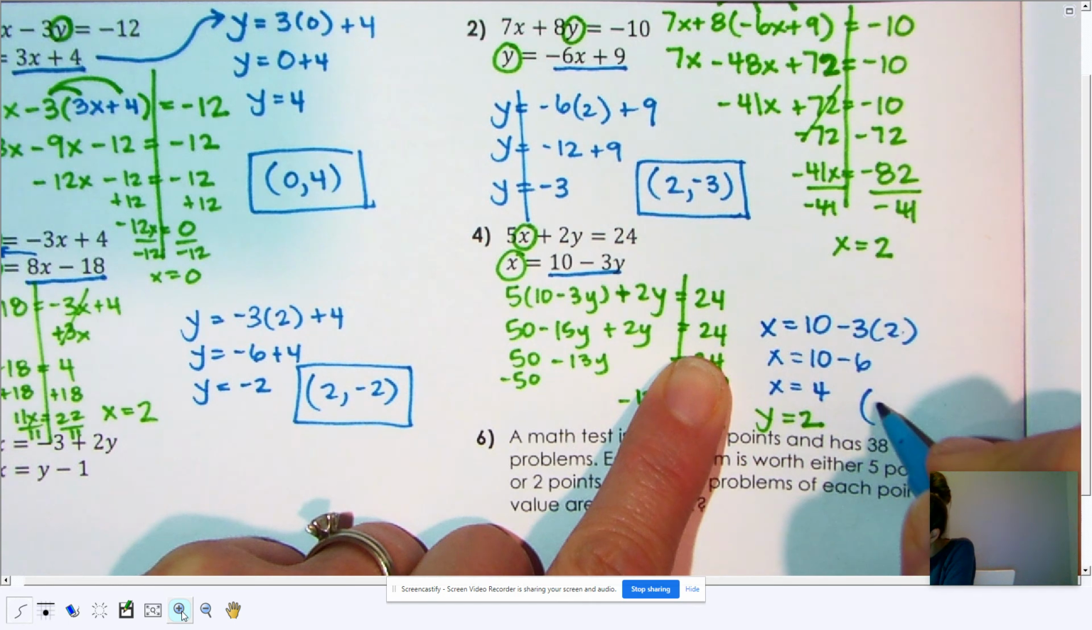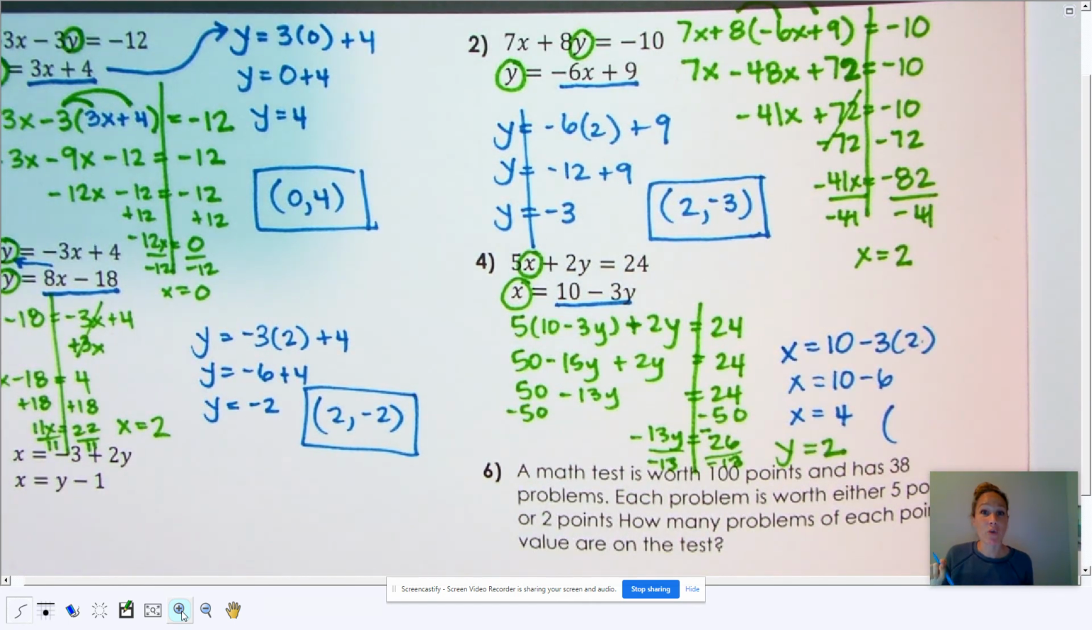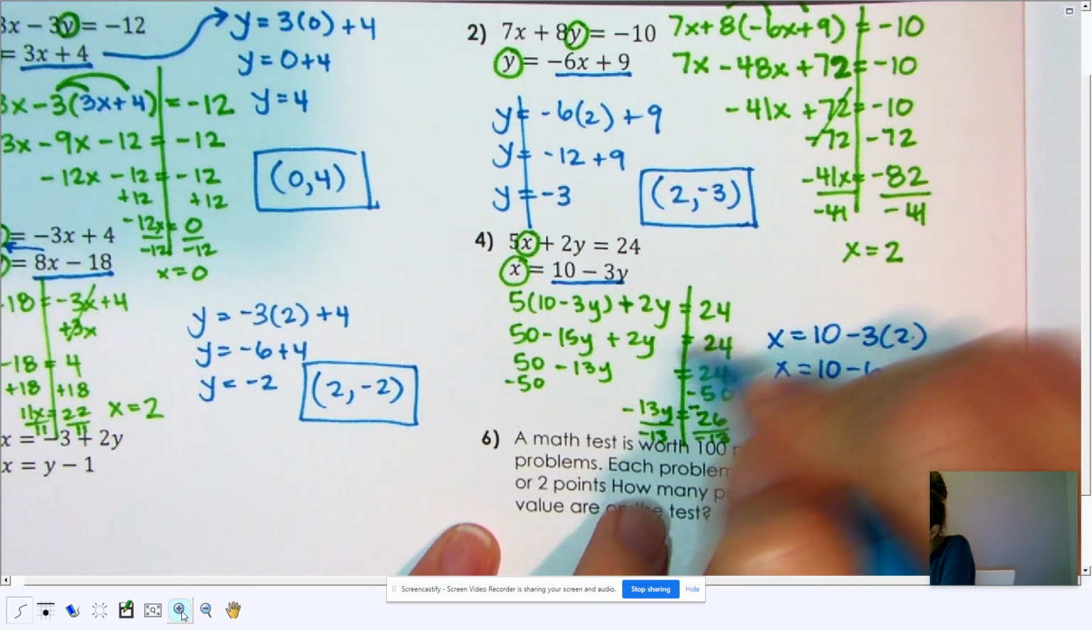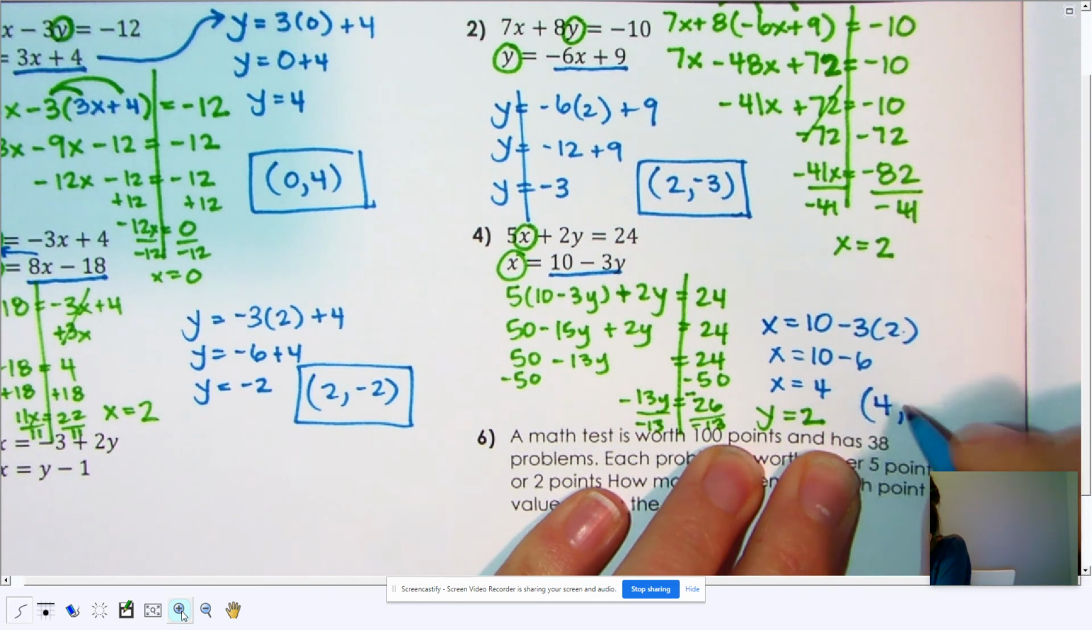So my answer then, even though we got the y first, remember that when we're writing it in an ordered pair, we always put them alphabetically. So whatever we got for x goes first, like x, y, z, and then whatever we got for y goes second.